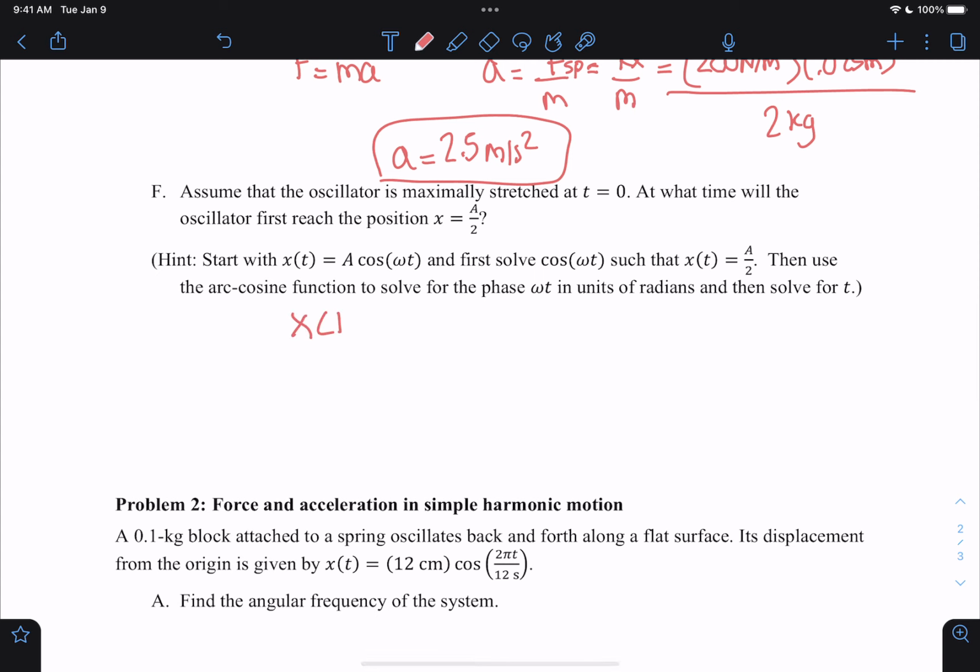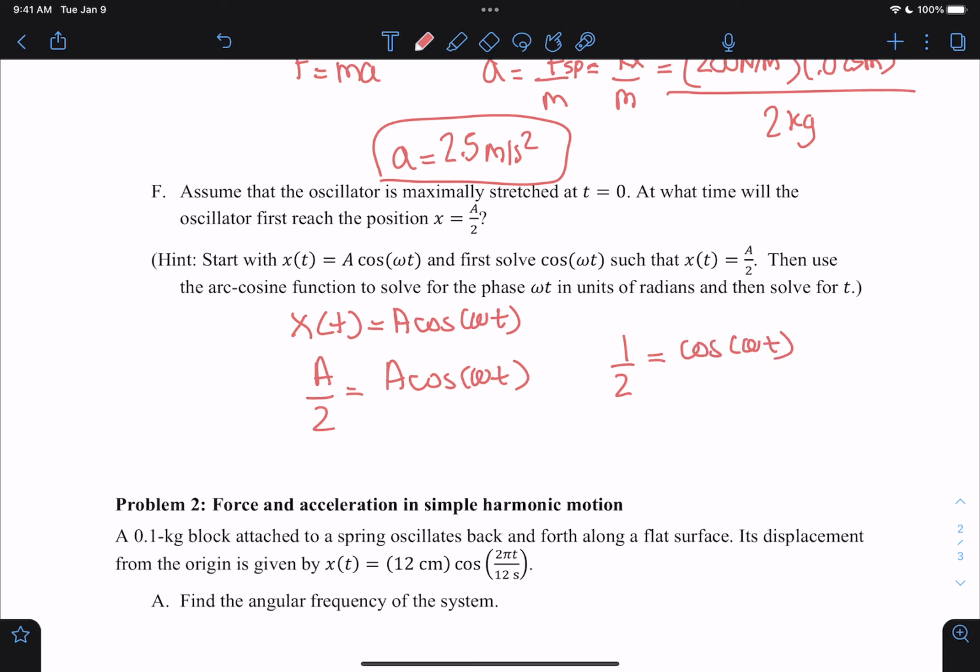So if we say x of t is equal to A cosine omega t, then x of t is equal to A over 2, which is 0.025 meters. Our amplitude is 0.05. Actually, maybe it's a little bit easier to use the variables. So we know that x of t, the distance that we're looking at, is half the amplitude, A over 2, and this is A cosine omega t. Well, A will cancel out with A, because if you divide the A over, they'll cancel out. And so then you're just left with 1/2 is equal to cosine omega t.